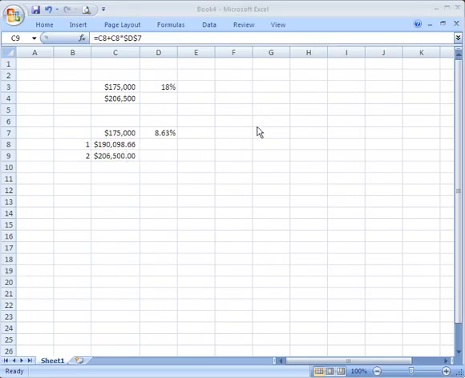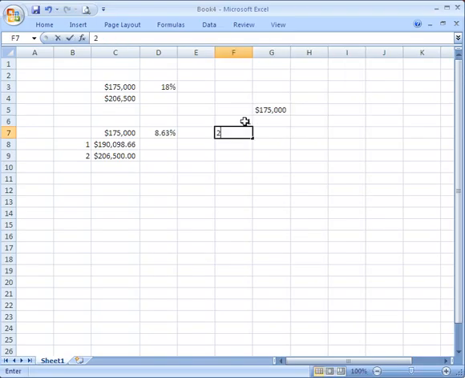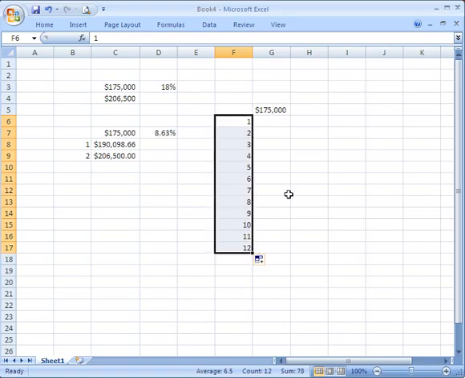Let's start again, but instead of looking at 6-month periods, we'll look at 1-month periods. Here's our original loan of $175,000. We're going to follow it month by month for 12 months. That's one full year. The answer to our question will be what we owe after 6 months, which should be the same as what we got before, $190,098.66.